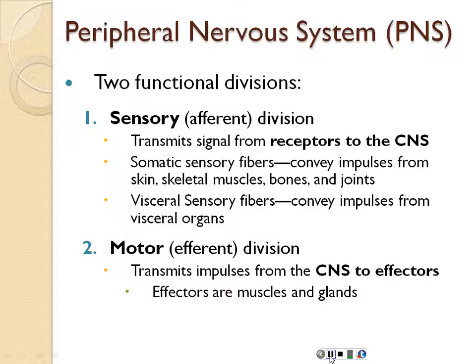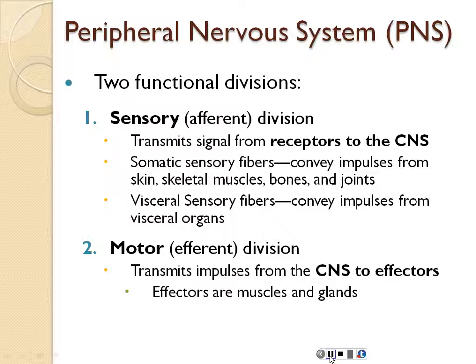So there are two functional divisions of the PNS. And again, when you see PNS, for the most part, think nerves. Some of the nerves are going to do one job. Another set of nerves will do a different job. So the two functional divisions are sensory and motor. And just by looking at those two words, you should have a sense of what is being referred to here. So sensory involves what?